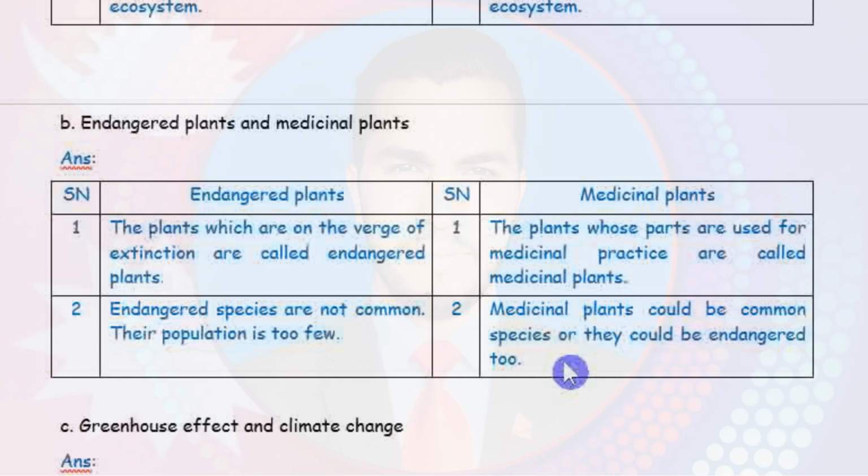In the case of medicinal plants, some medicinal plants are endangered too, which can be found quite rarely, but most of the medicinal plants are common species nowadays. But later on, if we do not protect the medicinal plants, then they also could become endangered plants. So endangered plants are rarely available, but medicinal plants may be rarely available or easily available.